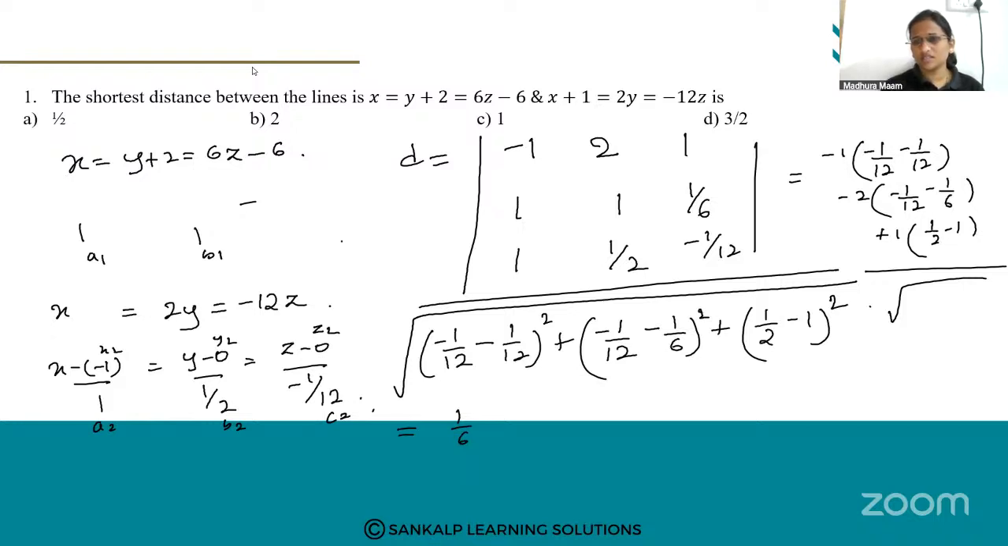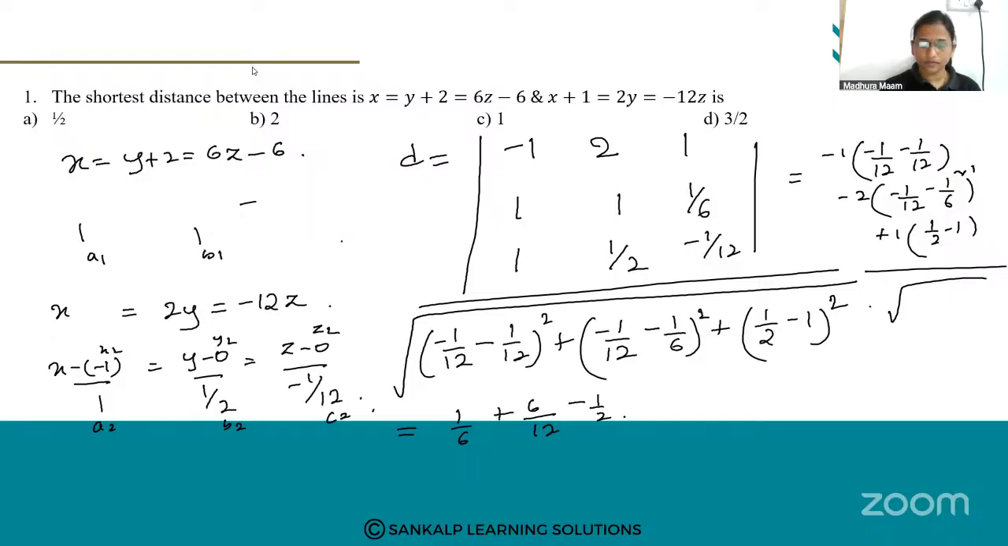Next, the LCM is 12. So this is into 2. Minus 1 minus 2 is minus 3. Minus of minus becomes plus. 2 into 3 is 6. That is 12. This is minus 1.